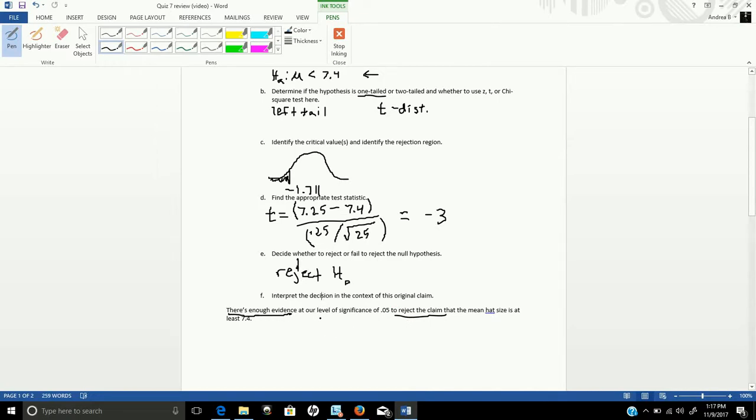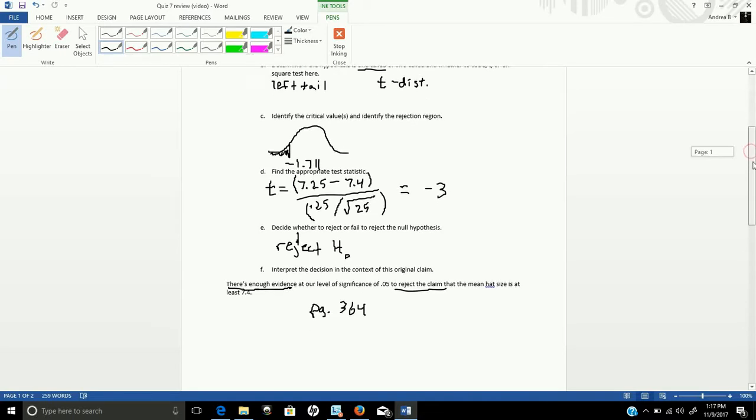And if you're still having problems with those interpretations, remember you can look on page 364 at that little chart that we had with those 4 different possibilities you could have for your interpretation based on whether your claim is the null or the alternative, and then based on whether you reject or fail to reject that null hypothesis. So make sure you're reviewing that before the quiz also.